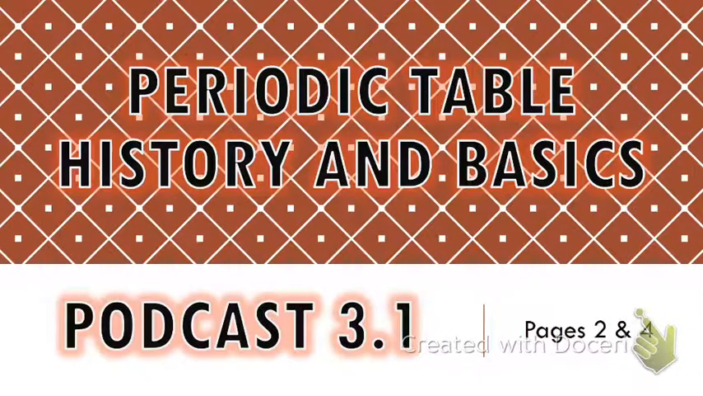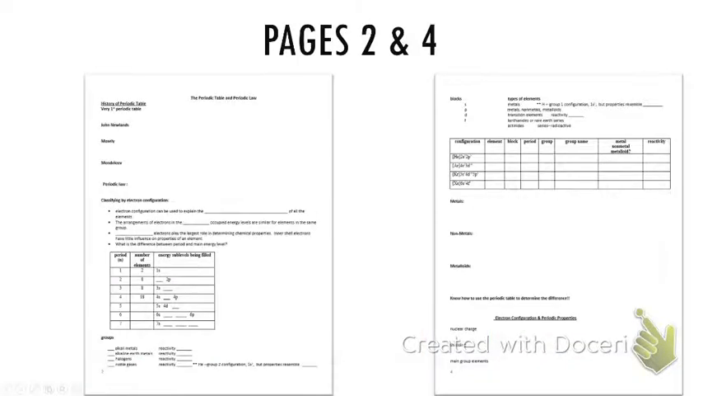Okay, now we get to start talking about the periodic table and how it's put together. So this podcast is going to focus on the history of the periodic table and some of the basics of its organization. And we are going to be doing pages 2 and 4 today. I know that seems weird, but there's actually no page 3 in the packet. So it's really just the first 2 pages of your packet.